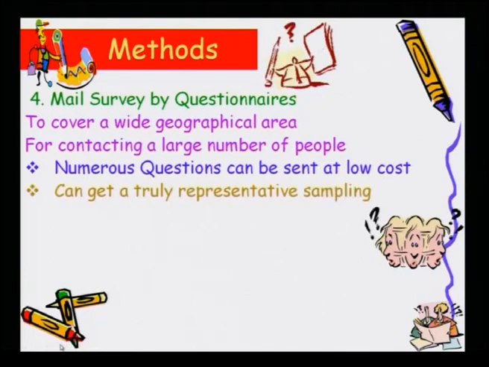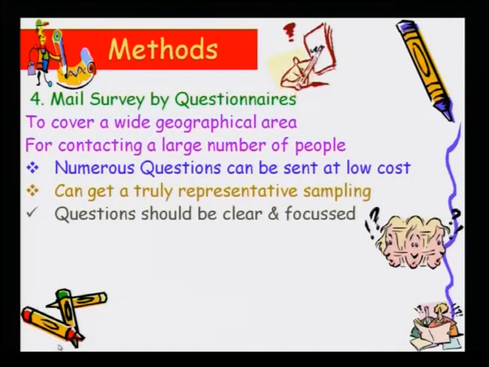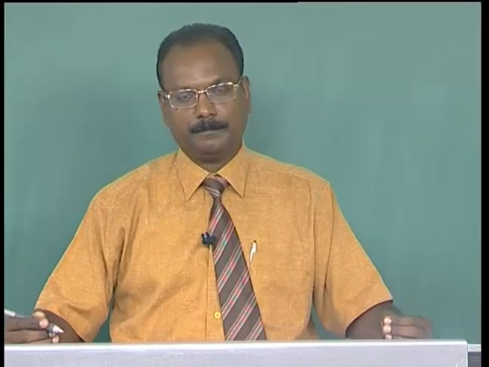How you can do this and why it is done? Questionnaires particularly: numerous questions can be sent at low cost, which means sending questionnaires is cheap. You make one and then you make a lot of photocopies. That is cheap, and apart from that you can get a truly representative sampling, because you decide to whom it should be sent, and questions should be clear and focused.